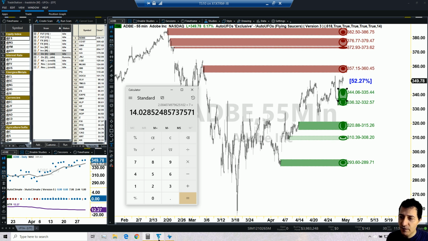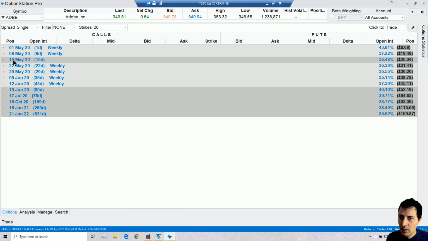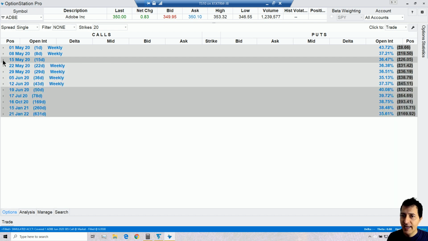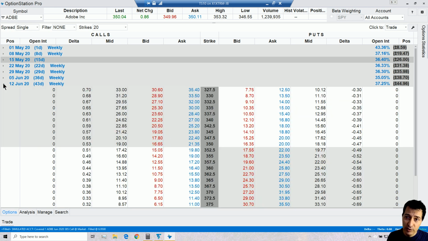Now, 14 days, if you look at the option chain, would imply that using May 15 is good enough. But we have another rule that says we want to use options that expire in a way where we are lining up with the earnings date, which is the 11th of June. So I will want to use this one.